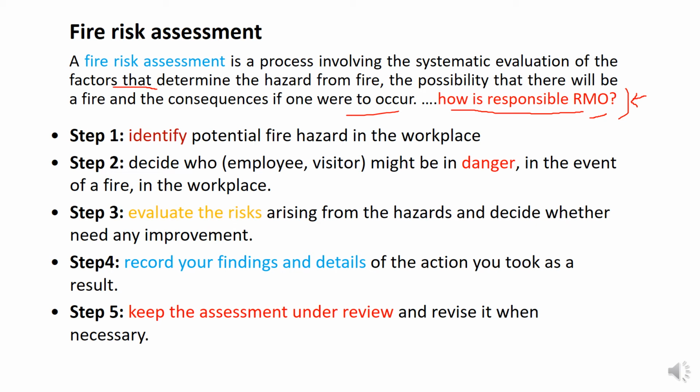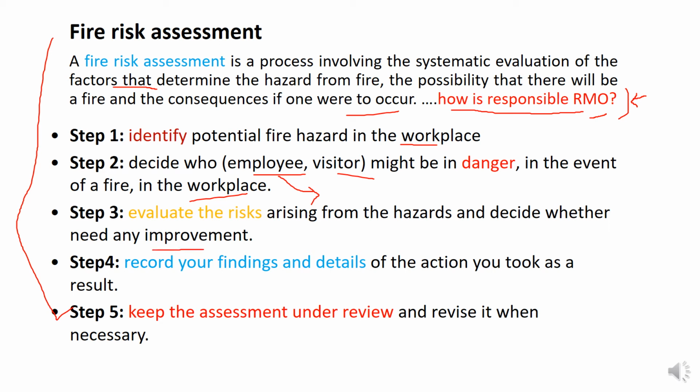So what does the RMO actually do? It identifies potential fire hazards in the workplace. The RMO officers usually visit the labs from time to time and identify potential fire hazards. Secondly, they decide who, whether employees or visitors, might be in danger in the event of a fire in the workplace. Employees here also means students and all staff. So they evaluate the risk. These are the assessment procedures: they evaluate the risk arising from the hazard and decide whether any improvement is needed or not.